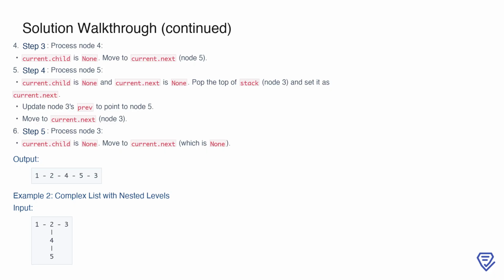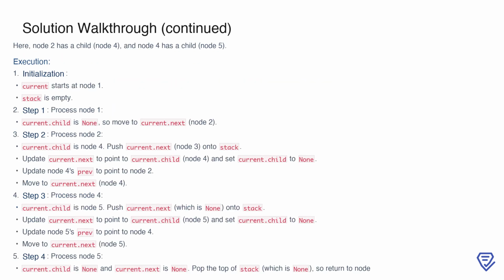Next, we examine a slightly more complex example where nodes have nested children. In this new example, node 2 has a child pointing to node 4, and node 4 has its own child pointing to node 5. We start by initializing current at node 1 and an empty stack. Beginning at node 1, we observe that current.child is none, so we move to current.next, which is node 2. At node 2, we see that current.child points to node 4.